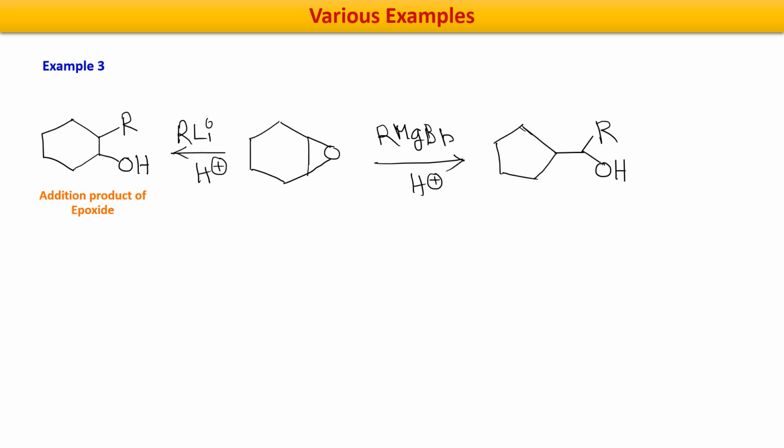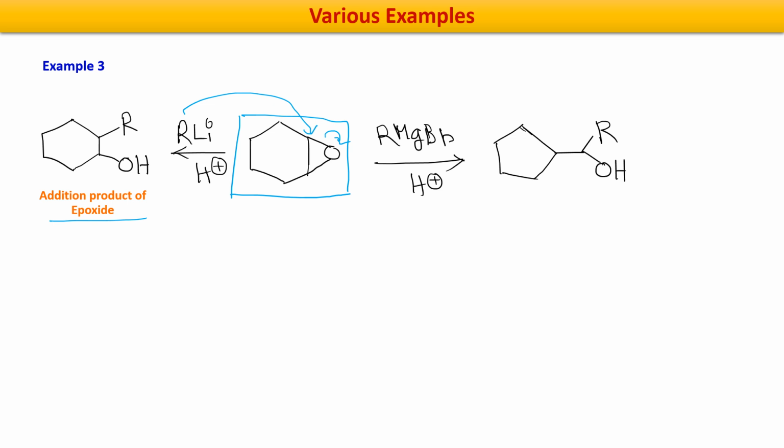Example number 2. The next example is very interesting. Why am I saying so? Just focus on this epoxide. It is symmetric, fine. Now on the left-hand side we have RLi, and in presence of RLi you get the normal addition product of the epoxide, which is expected, as if this R is attacking here, and in presence of H plus there will be OH. That is expected, right? But in presence of RMgBr, a Grignard reagent, and H plus, we get a completely different product.